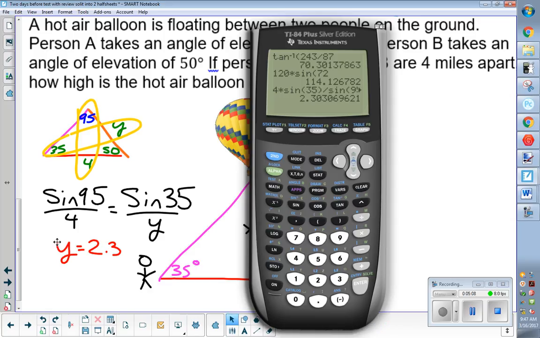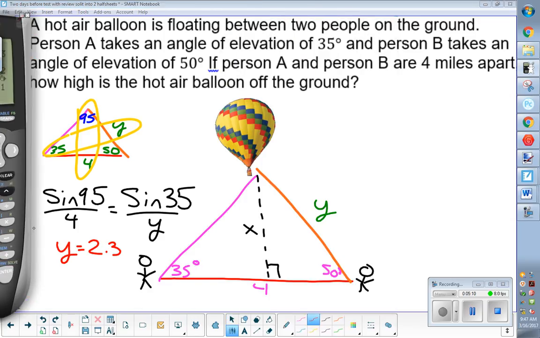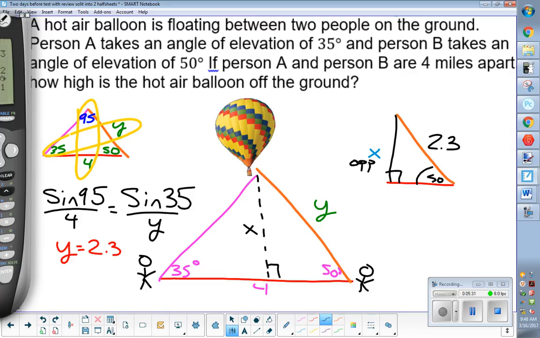Once I find that, now I'm looking at the smaller triangle. So I'm looking at this thing. This is a right angle. This is 50 degrees. This is 2.3. It's a right triangle, so I'm using SohCahToa. I ultimately want to find x. Here's my angle, 50 and x. X is the opposite side. 2.3 is the hypotenuse. Sorry.